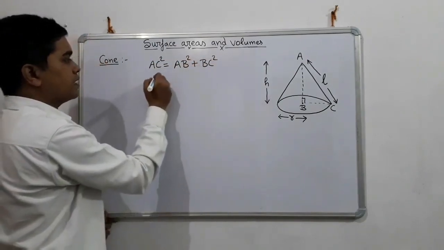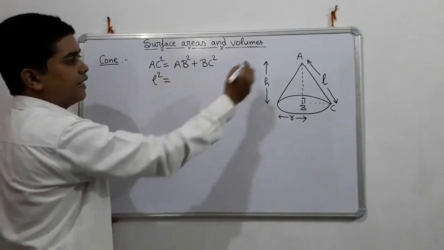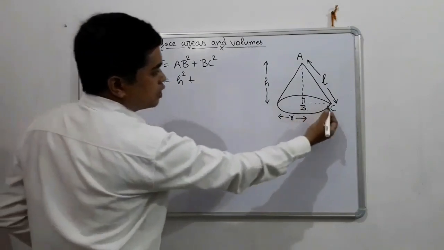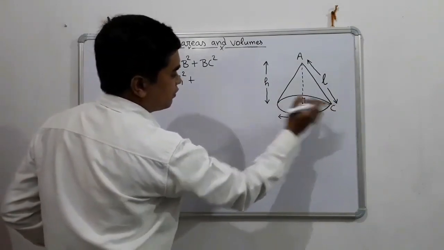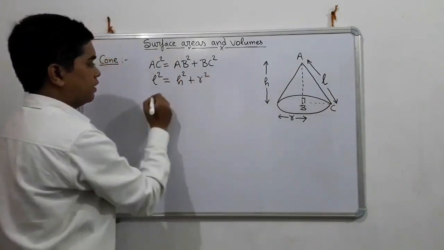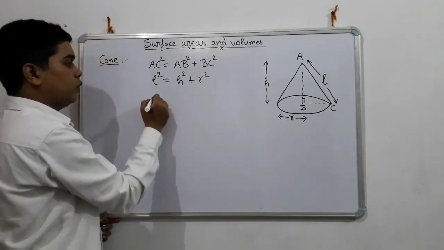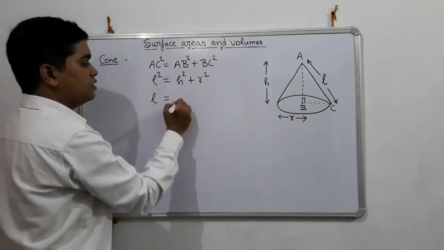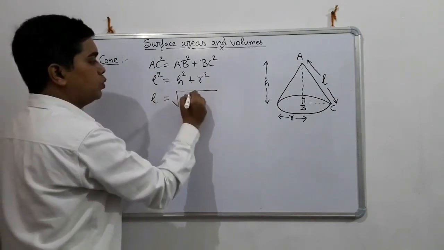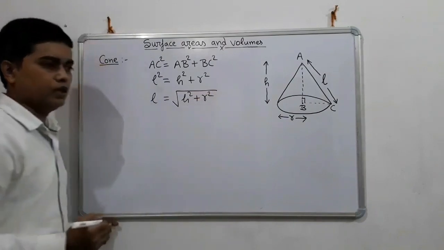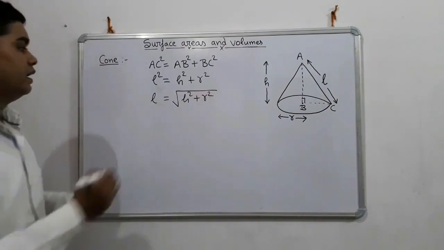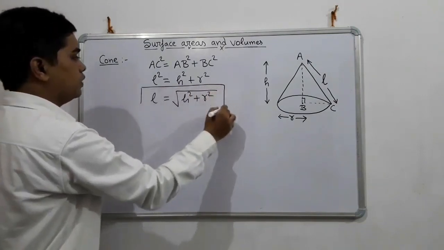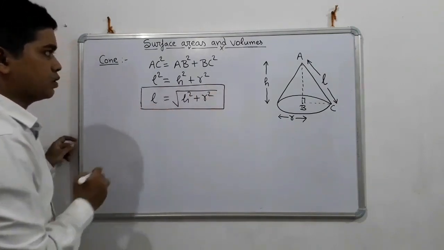So here AC is L, means slant height, and AB is actual height, means H, and BC will be the radius, so it will be R. So L square is equal to H square plus R square. We can write L is equal to square root of H square plus R square. So this is the formula for finding slant height: slant height is equal to square root of H square plus R square.